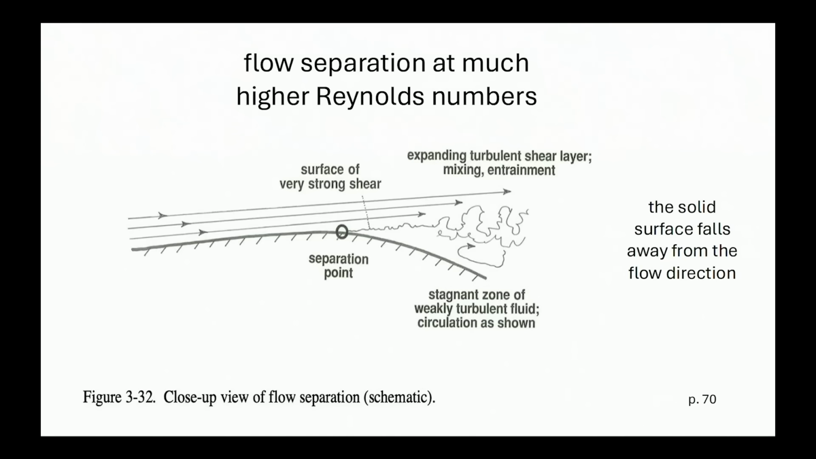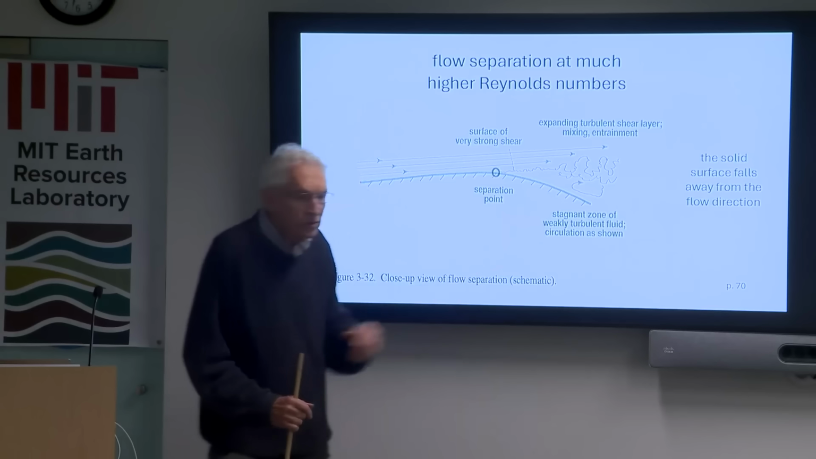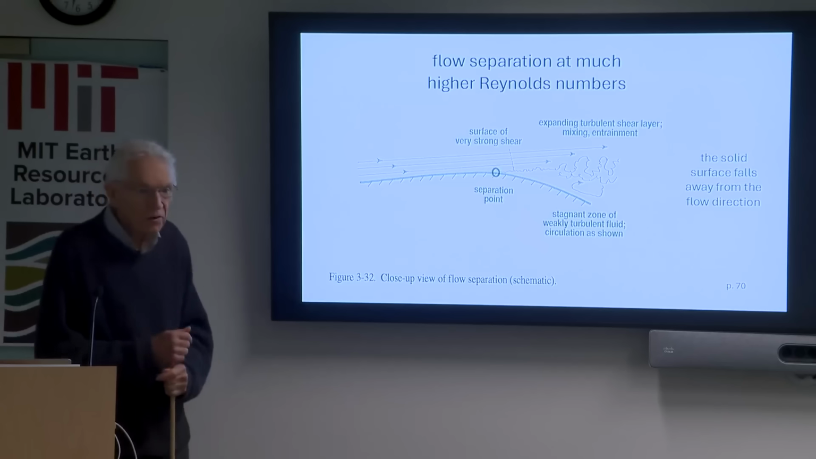Okay, now let's look at higher Reynolds numbers. So here's a surface, a solid surface, that sort of breaks away from the main flow. And what happens is that the flow has so much inertia that it keeps on going. It separates from the solid surface where it breaks away, what falls away from the flow. And so you get very strong shear, and that shear develops turbulence on it. And you have an expanding turbulent shear layer, and you got a lot of mixing, a lot of entrainment. And down here, you get a kind of a counter-rotating, irregular, turbulent vortex.